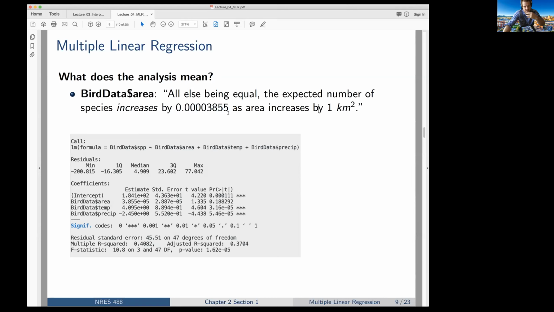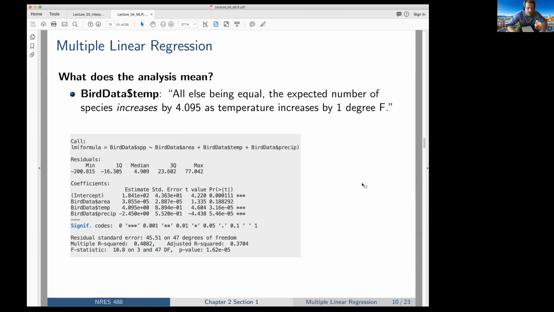But if we increase area by 10,000 square kilometers, then we're going to increase the expected number of species by 3.8, almost 4 species. That is if precipitation and temperature are held constant. So what is 10,000 square kilometers? Well, that's 100 kilometers by 100 kilometers, 100 kilometers on each side of that box. So that's not huge. So if you increase it by 10,000 square kilometers, you can expect an increase of about 4 species.